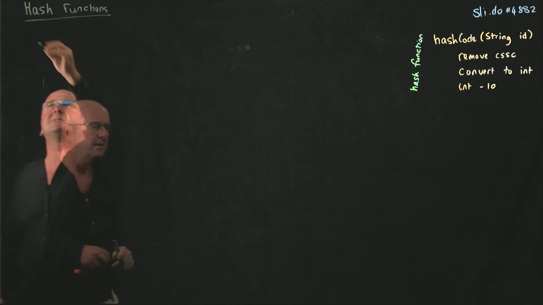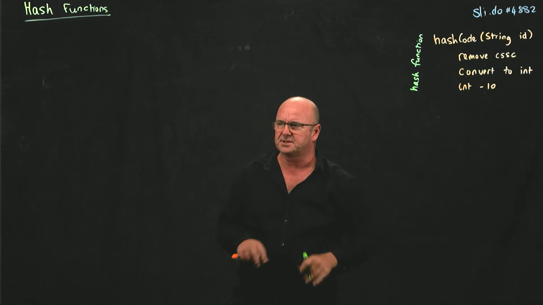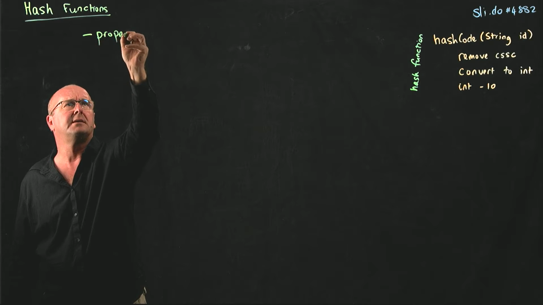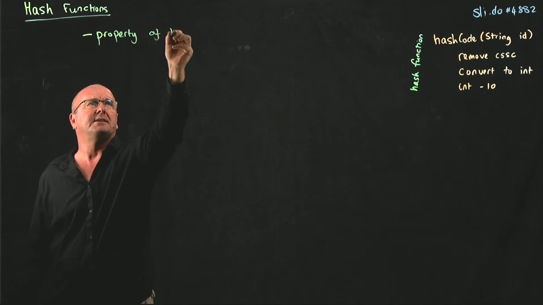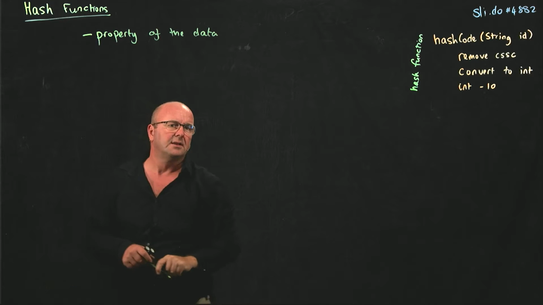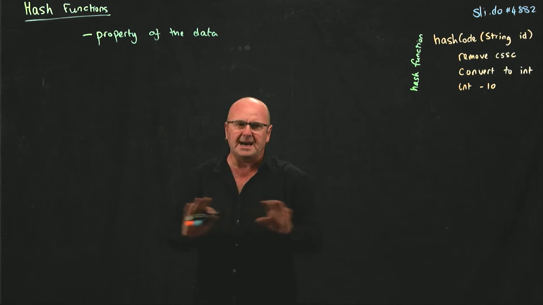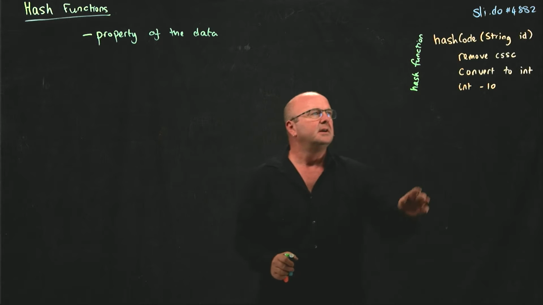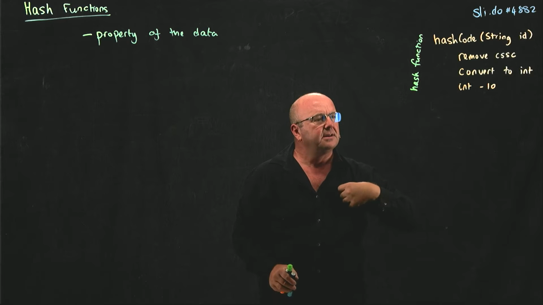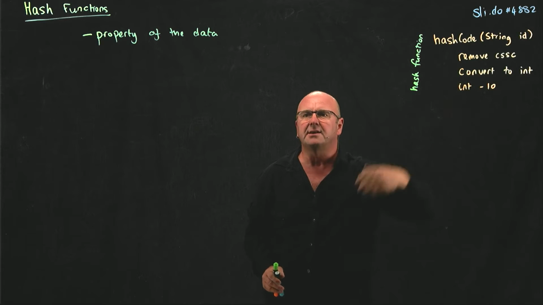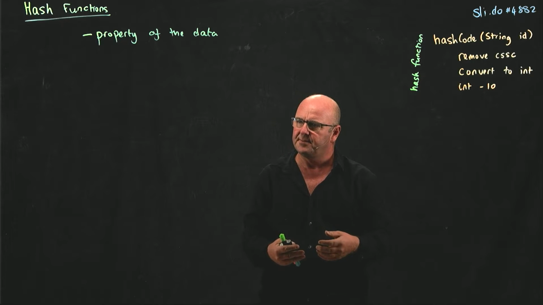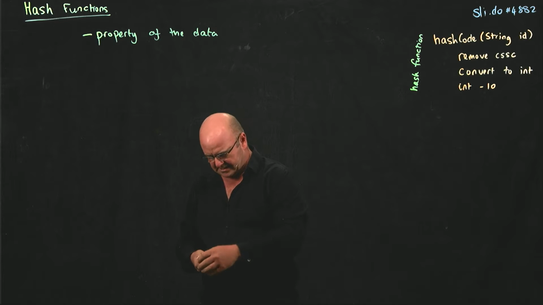So hash functions. The most important thing about hash functions is that they are a property of the data. Okay? They're a property of the data. The data structure, the hash, doesn't know anything about the hash function. In this case, we've got CSSC IDs, and we're going to remove the CSSC part. That only makes sense if you've got CSSC IDs that you're putting into your hash. So it's a property of the data.